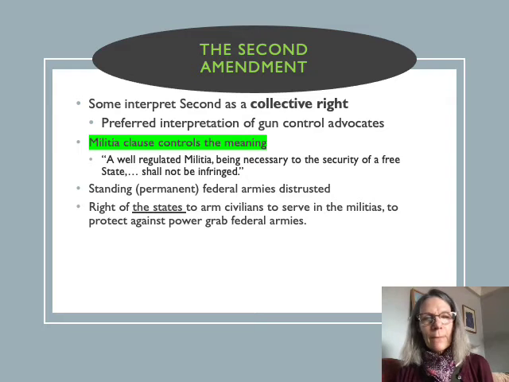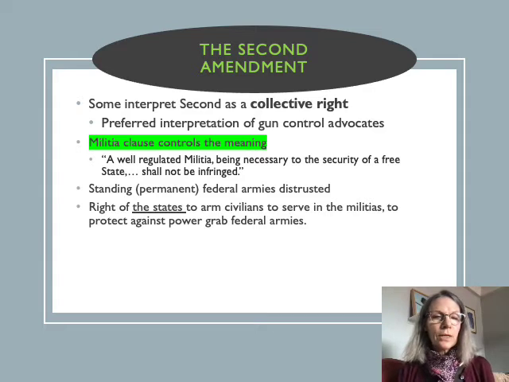And so the Second Amendment is, again, this sort of prohibition. It's a thou shall not, right? It's telling the government that it can't do certain things. And the thing it's telling the federal government it can't do is infringe upon the right to have a militia. So from their perspective, using the militia clause to drive the meaning, it's about the rights of the states to arm civilians to serve in the militias, to protect against a power grab from the federal armies.